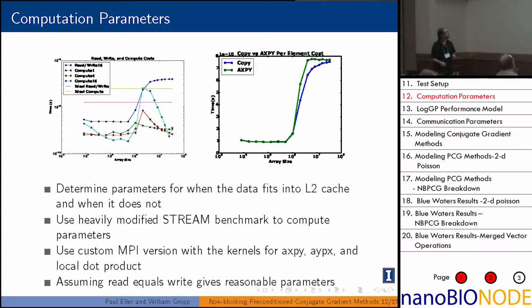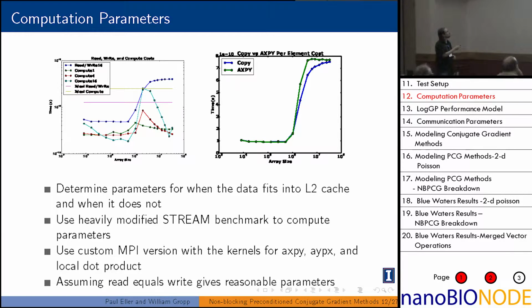So this slide shows the computation parameters we generate. We determine parameters both for when data fits into L2 cache and when it does not. For this, we use a heavily modified stream benchmark. Basically, it's an MPI version. We also add kernels for XP, AYPX, and a local dot product. Basically, this is to make sure that all of the tests that we focus on use 2 arrays so that all the tests fit into cache or don't fit into cache when we run them for a given array size. And also, when we assume that 3 equals right, we get reasonable parameters.